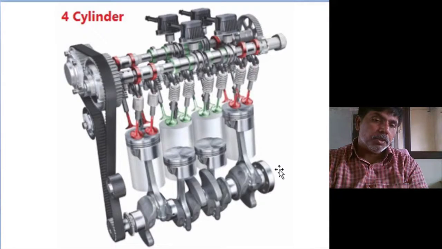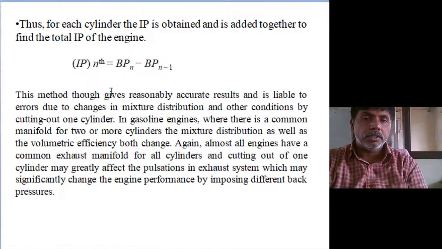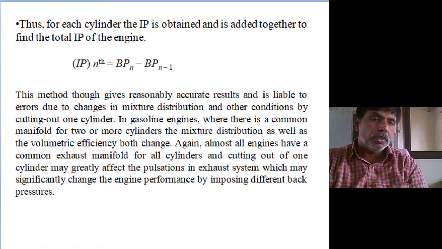Total indicated power minus total brake power, already calculated in the initial stage, equals the friction power. This is the simplest method. The indicated power of a cylinder is the BP of all cylinders minus the BP with that cylinder cut off, that is BP n minus 1. I think if we solve one problem on this, we will get a clear idea.